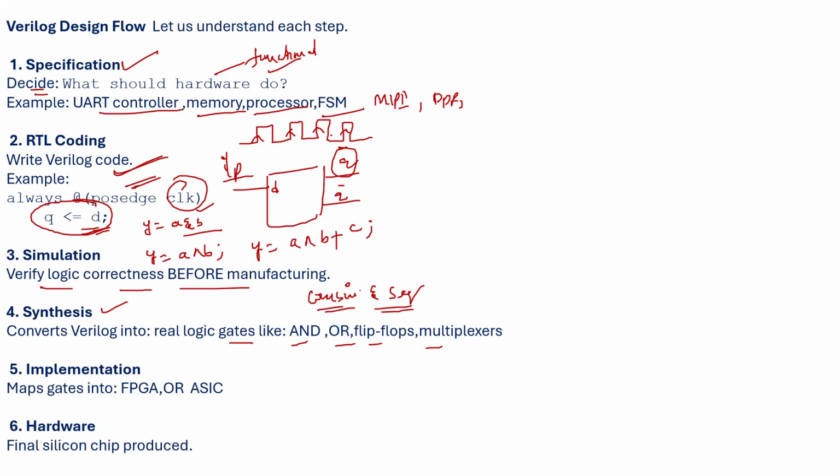So implementation. Whatever the gates we are giving, that will be implemented on the FPGA or ASIC. We use this FPGA or ASIC to implement the circuits we are getting, and we will know whether your design is working properly or not while implementing it on that FPGA or ASIC. Then only we will go for final silicon chip production.